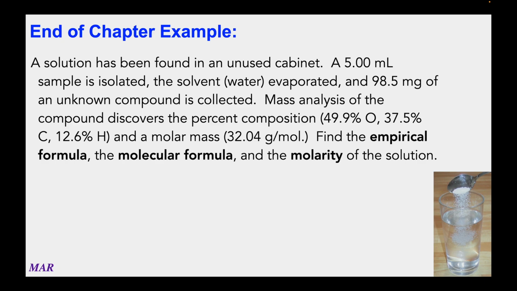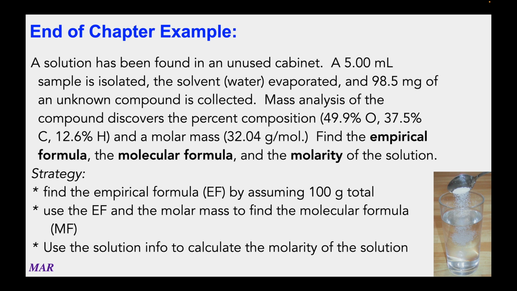So we'll figure out some stuff from the first part of chapter 6, where we found empirical and molecular formulas, and then we'll also be able to find the molarity from all of this as well. So it's kind of a cool problem on that level. What we're going to do is first assume we have 100 grams total of the compound.